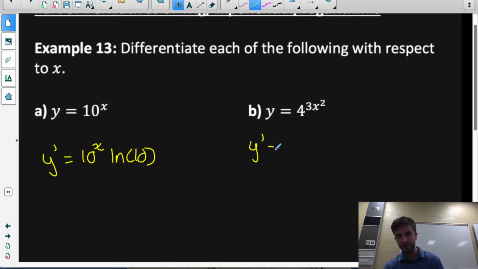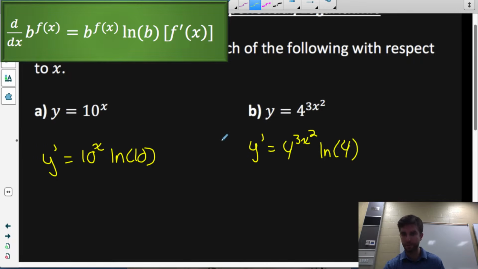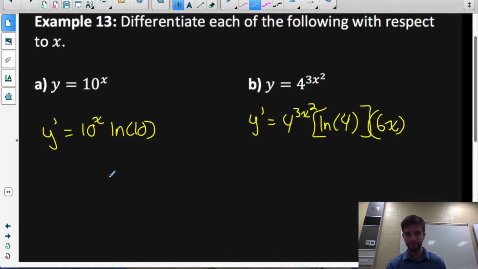For this function, y prime equals, same type of thing, it's an exponential function, so you keep the base, 4 to the power of 3x squared, multiply that by ln of the base, but because in the exponent I have a function that's differentiable as well, I need to differentiate 3x squared and multiply this by that as well. So I have this whole thing times 6x. So that's the derivative of this function.